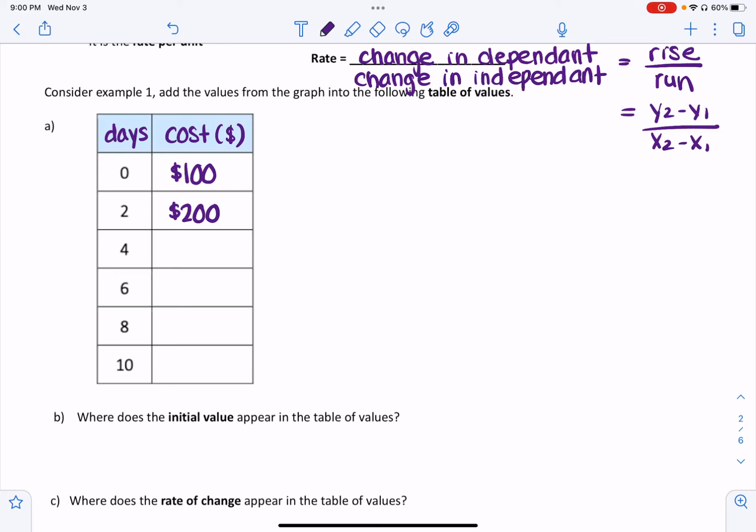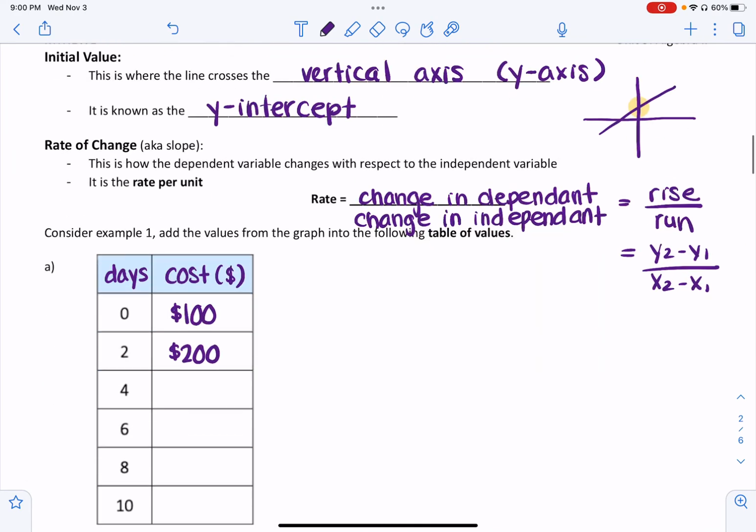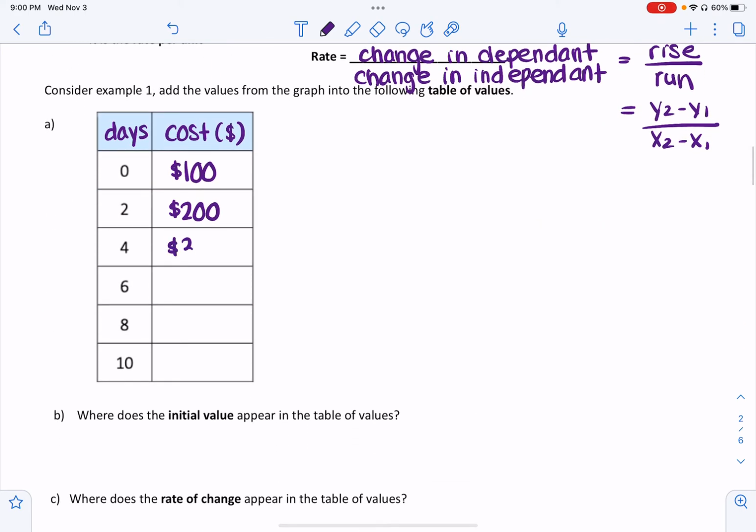Now, when we have tables of values, it doesn't always necessarily go up by ones. Sometimes it could go up by twos, by threes. It doesn't matter. You just need to be mindful that it's not always by one. So if you look at the chart, after 4 days, we're at $300. Then after 6 days, we're at $400. After 8 days, we're at $500. 10 days, we're at $600.